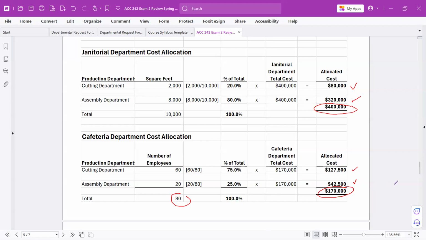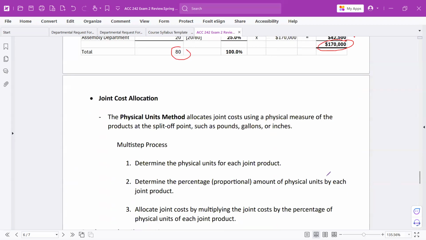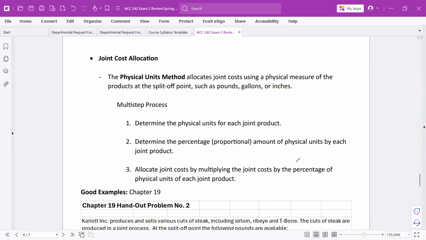In chapter 19, we also looked at joint cost allocation. So when we have joint costs, that means we've got a single input or inputs that result in multiple products, and we need to be able to allocate the cost of those multiple products using some allocation method. We looked at two methods, the physical units method and the market value at split off method. Let's start with the physical units method.